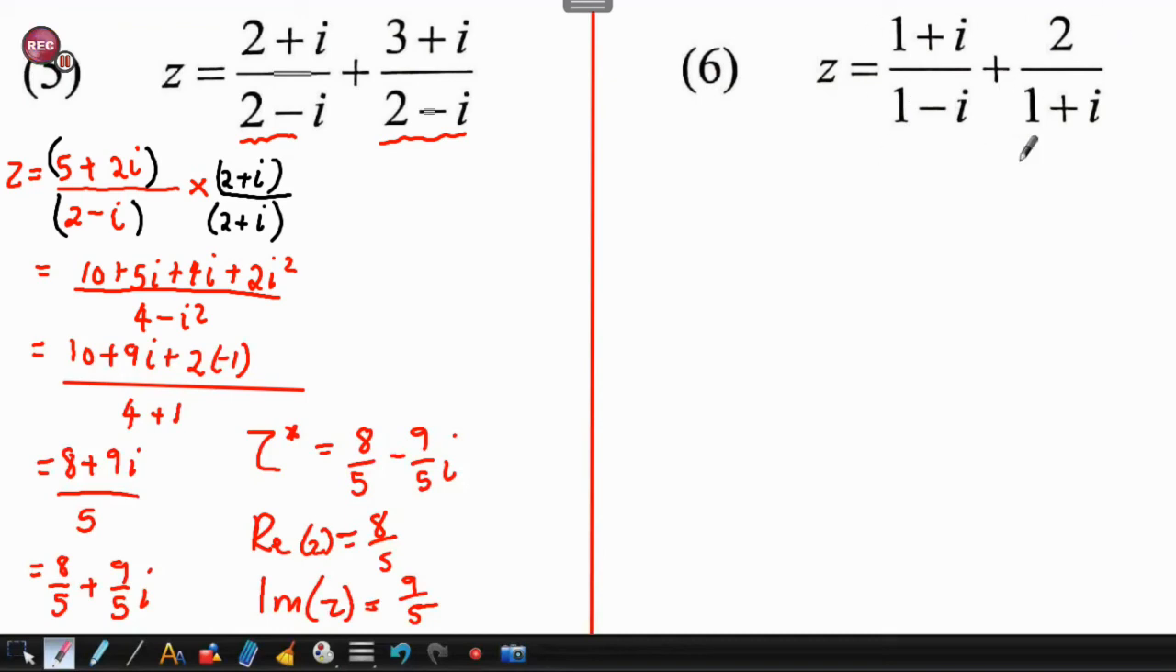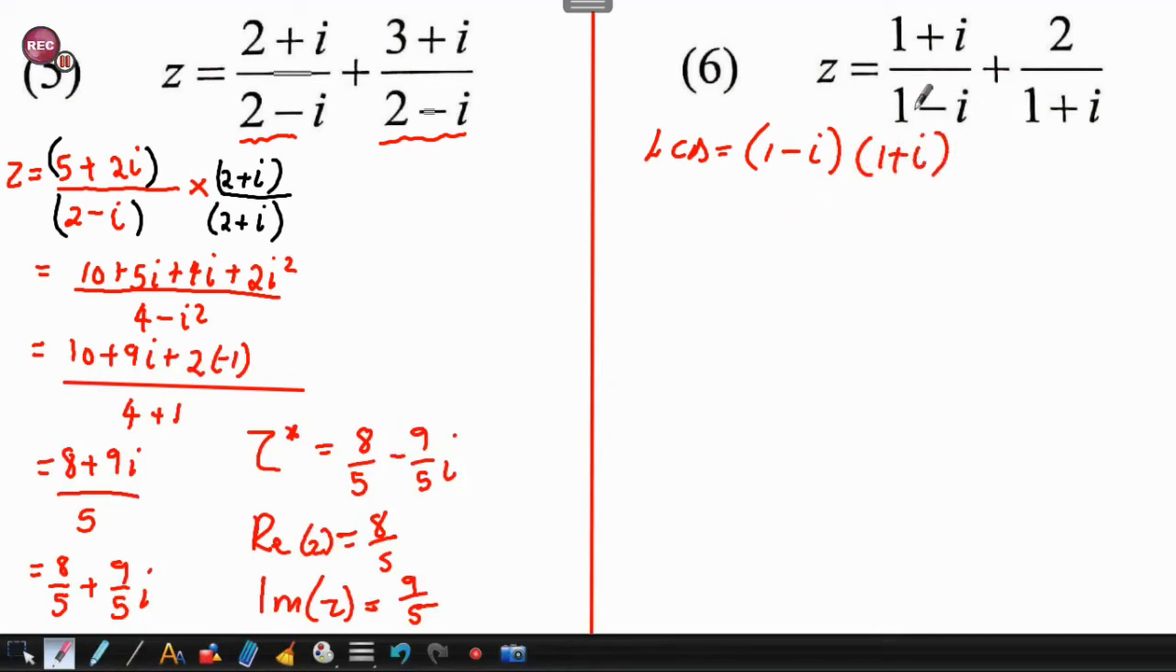For number 6, guys, there are different ways you can think about this, but I'm just going to tell you that if we have 2 fractions, we need to add those fractions to simplify before we can do anything else. And I see that we have 1 minus i and we have 1 plus i. So let's find the lowest common denominator.